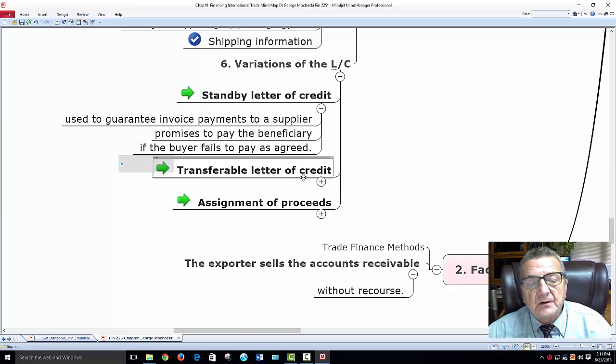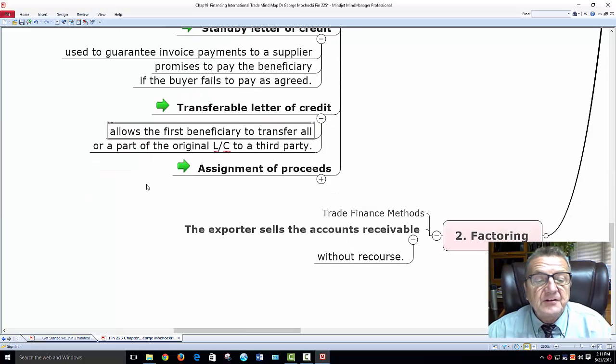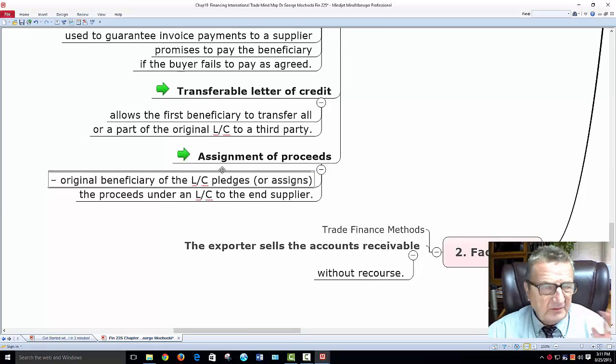Okay, now transferable letters of credit. This one allows the first beneficiary to transfer all or part of the original letter of credit to a third party. We discussed that. Just remember, and if you forgot, look into the book. The book is your resource. Your notes are your resource.